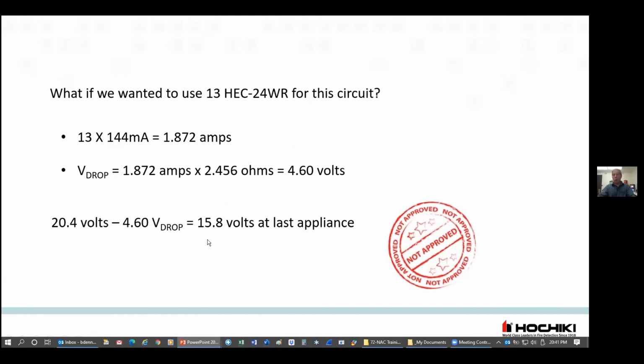So this design is not approved. It would not work. We would have to adjust the number of appliances, possibly the length of the wire, or the size of the wire. If we go to a larger wire, it will have lower resistance. So these things work together to help us figure out how many appliances we can have and how far away from the panel they can be.